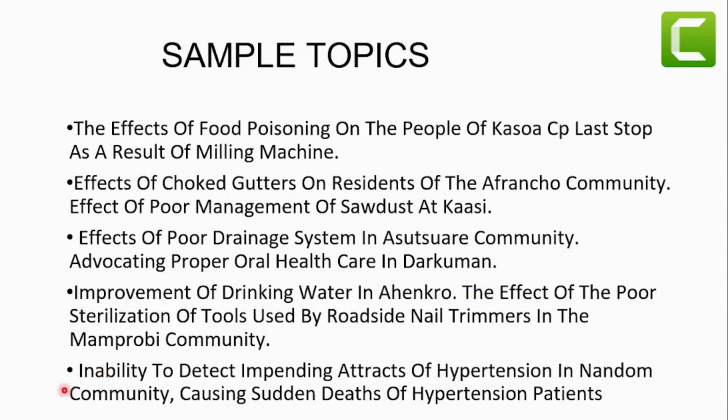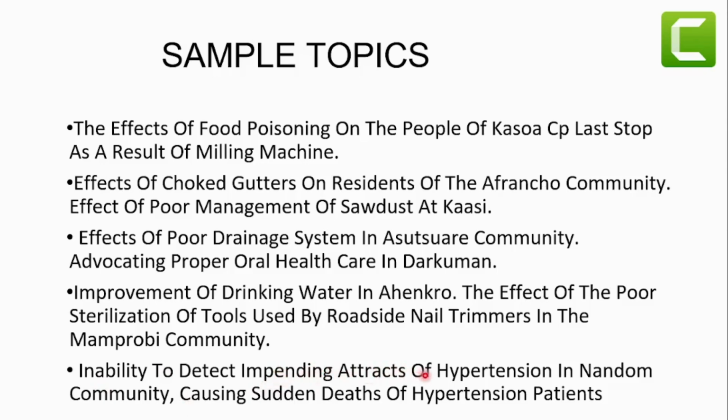So there's this one too here. It says inability to detect impending attacks of hypertension. Sorry, inability to detect impending attacks of hypertension in Nandom community, causing sudden death of hypertension patients. Okay, so for this topic, it's trying to detect, or let's say early prediction of hypertension.